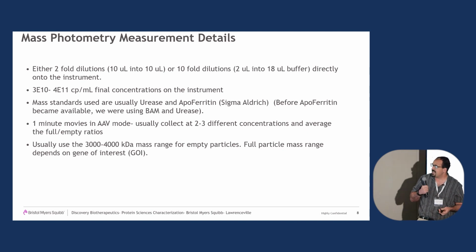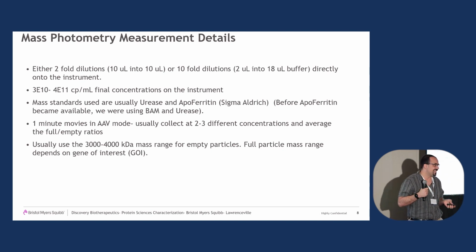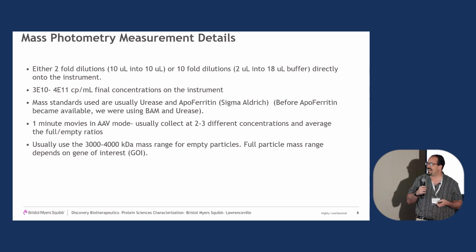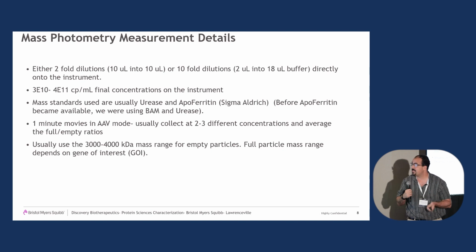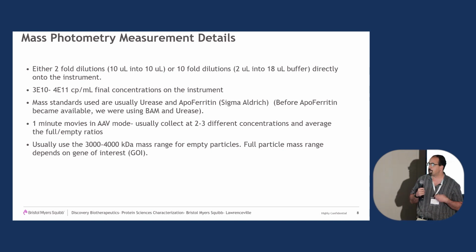Mass standards that we're using are urease and apoferritin. I've had a lot of problems getting thyroglobulin. I don't know if anyone else has. And we also had a lot of problems getting apoferritin before. And before we got that, we were using BAM and urease. And that was actually working pretty well for us as well.